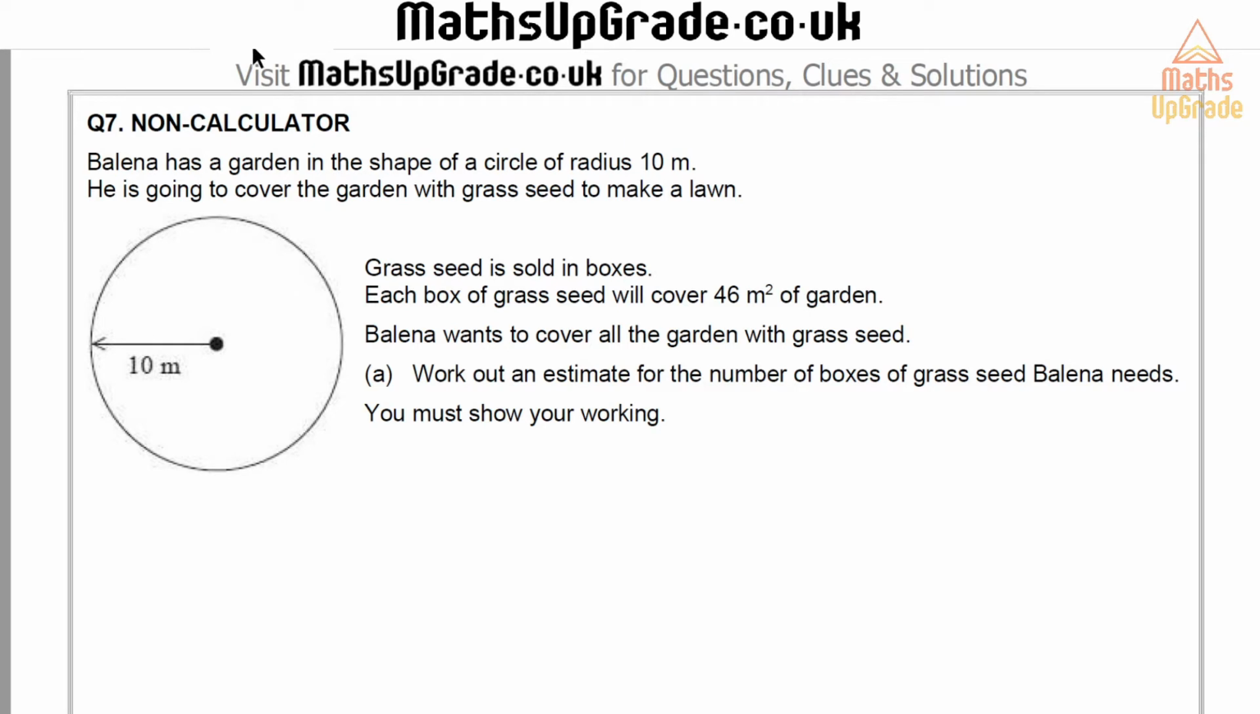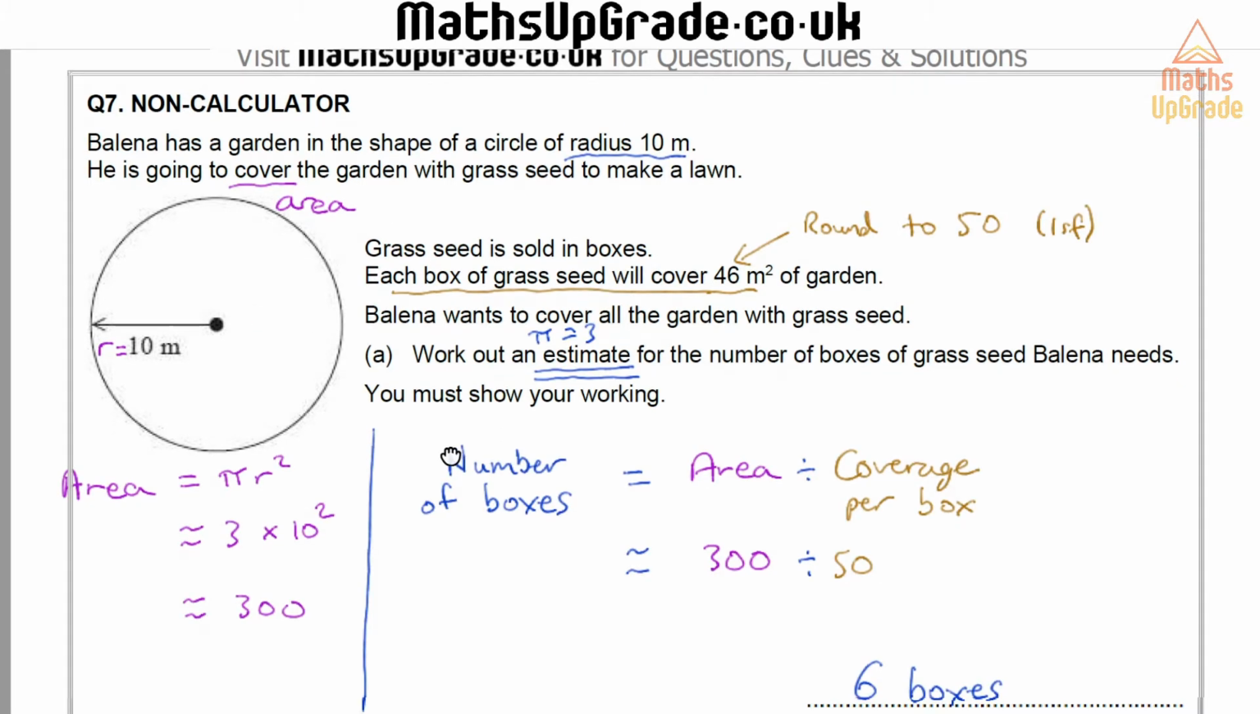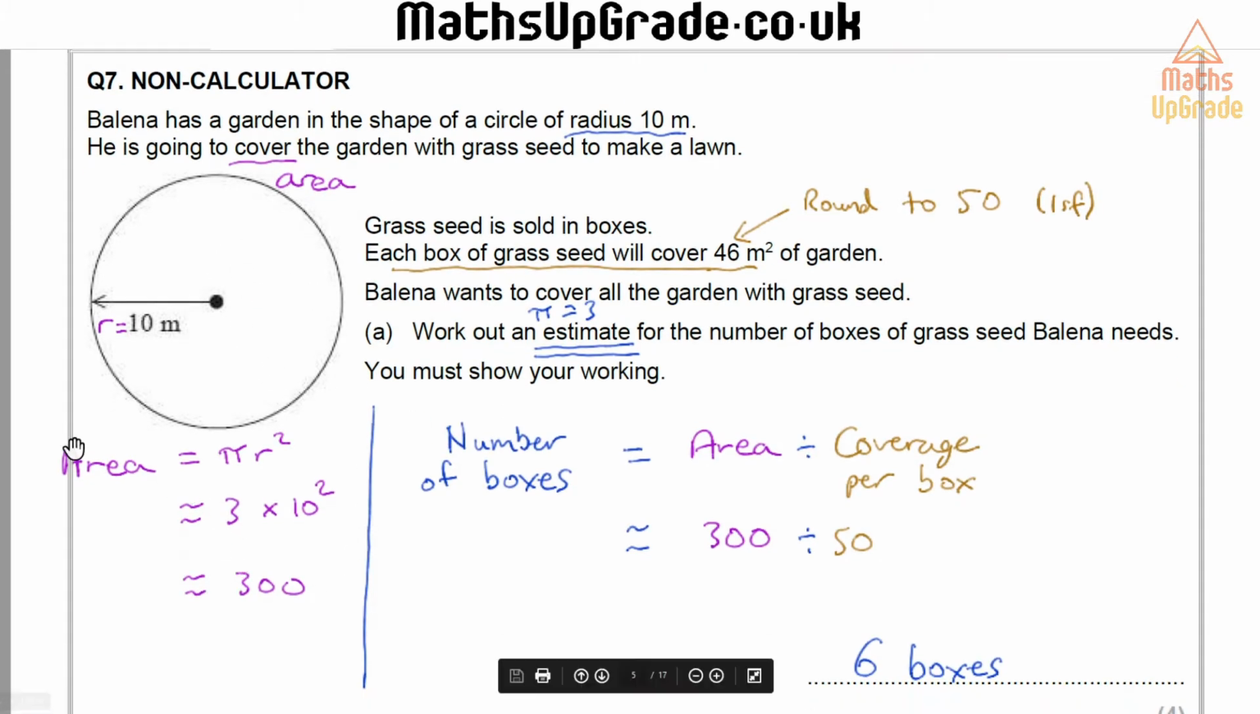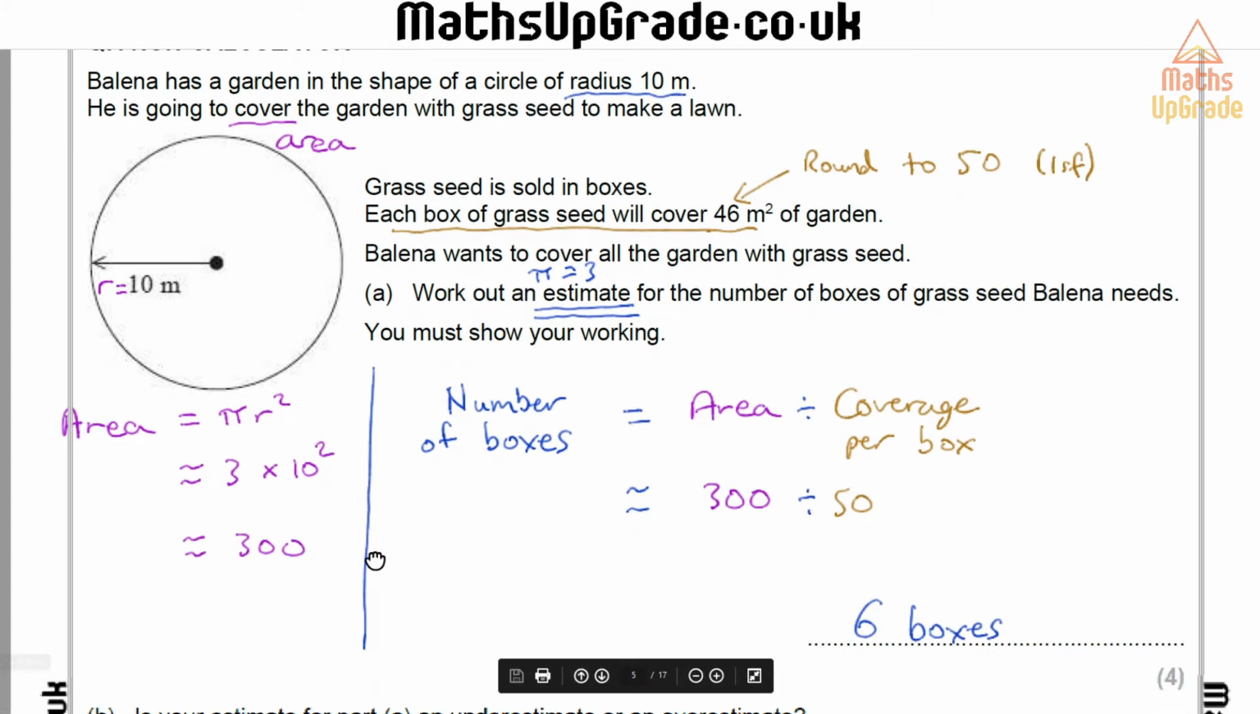So this is how I'm going to do the question. First of all, let's find the area. The formula for area is pi r squared. The radius is 10, so 10 squared times pi, which I'm rounding to just 3, I'll get 300. So the area is 300.